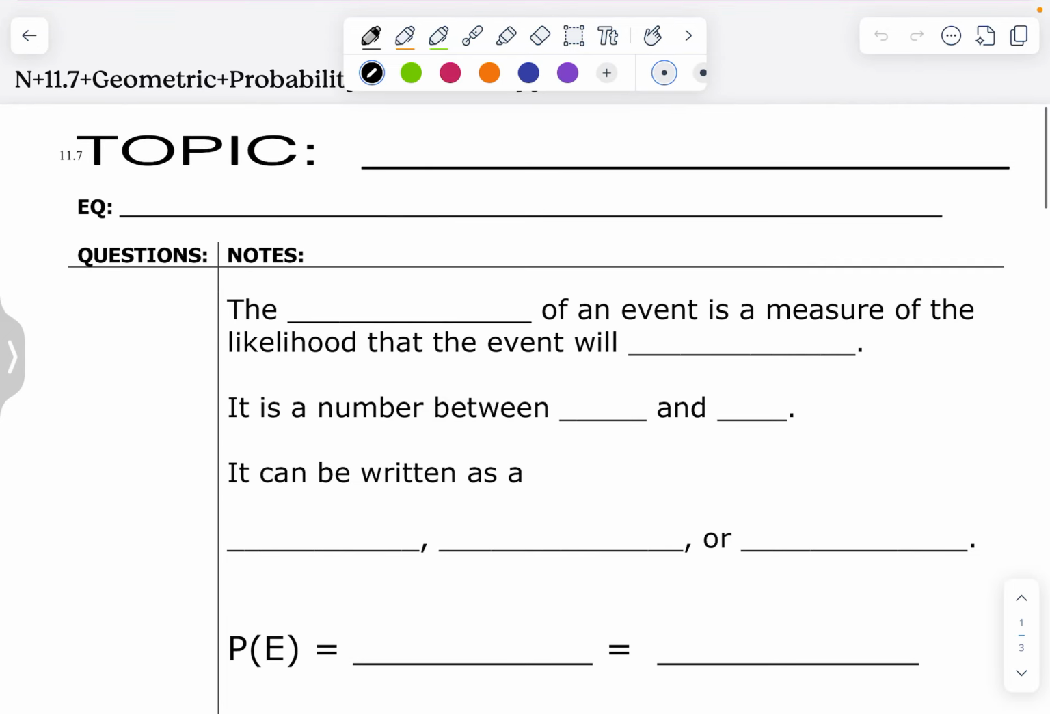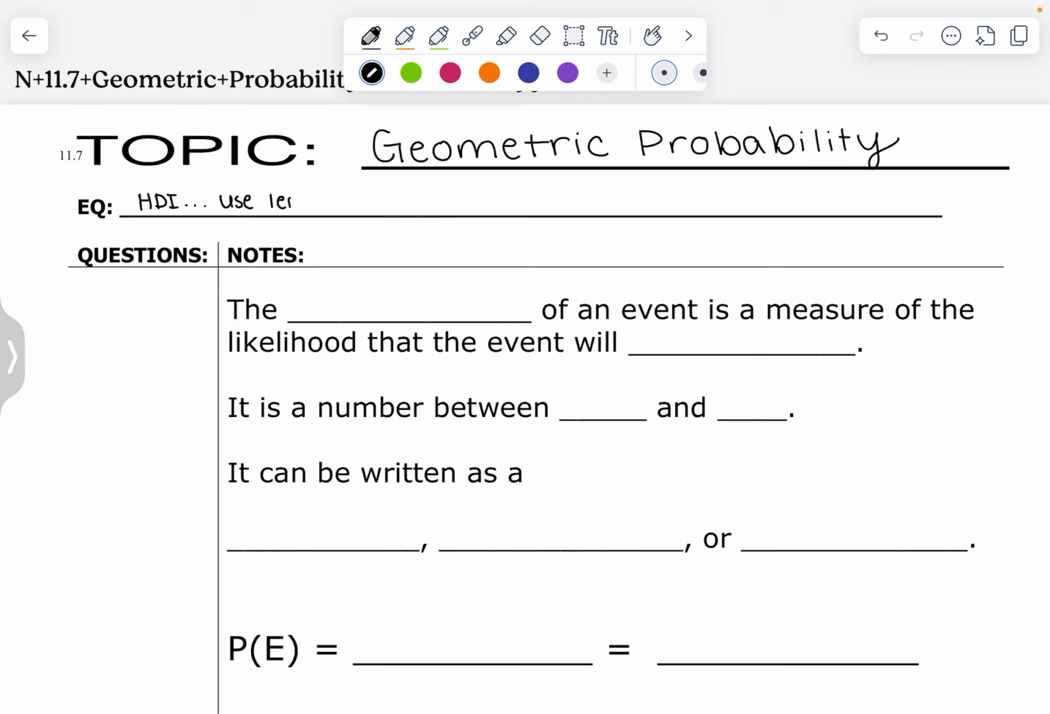All right, today we are learning about geometric probability. Our EQ is how do I use length and area to calculate probability.